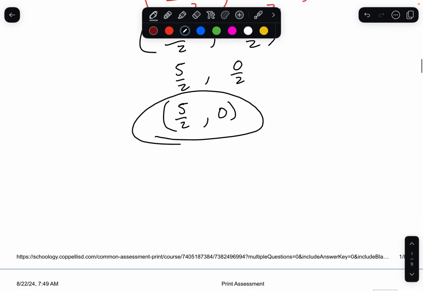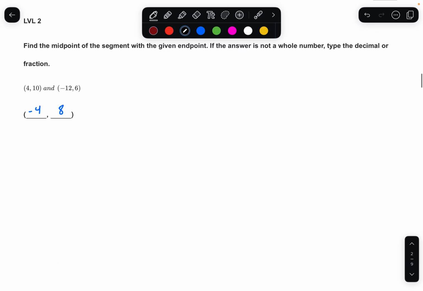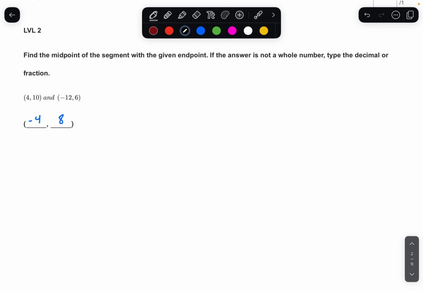Find a midpoint. The next one, find the midpoint of the segment with the given endpoints. If the answer is not a whole number, type the decimal or the fraction. Exact same question as the last one, but it's a level 2 because, well, if you see the answer there, the answer is not a fraction. Just having the answer be a fraction makes it a little harder for some people. But I'm not going to write all the formulas again, but here's the basic idea.